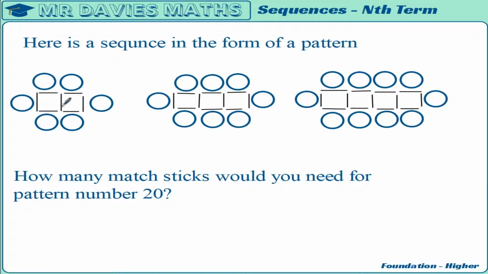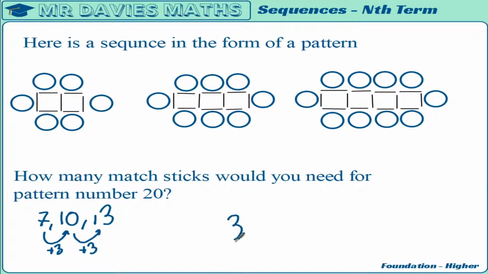So there are 7 matchsticks for pattern number 1, 10 matchsticks for pattern number 2, and 13 matchsticks for pattern number 3. Obviously, I'm going to try and write an nth term for this, because if I have an nth term, I can find the 20th number, I can find the 30th number, I can find the 100th number, whichever one it asks for. So that's going to be going up in 3s.